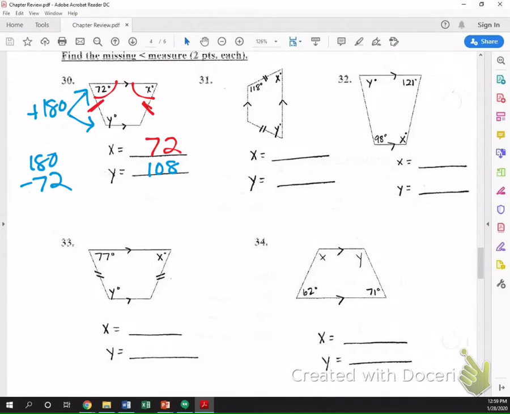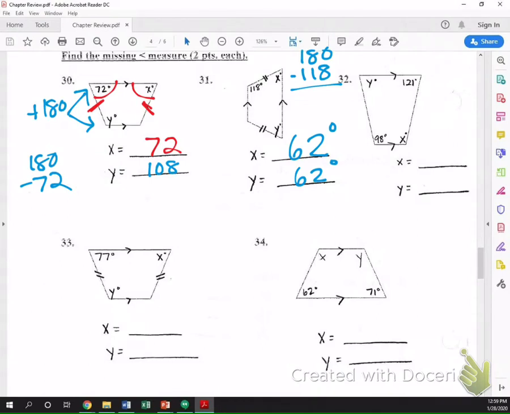All right, same idea on 31. This is an isosceles trapezoid. So how am I going to find x? 180 minus 118, and what do you get? 62. And y is also 62. Those are base angles. Good.